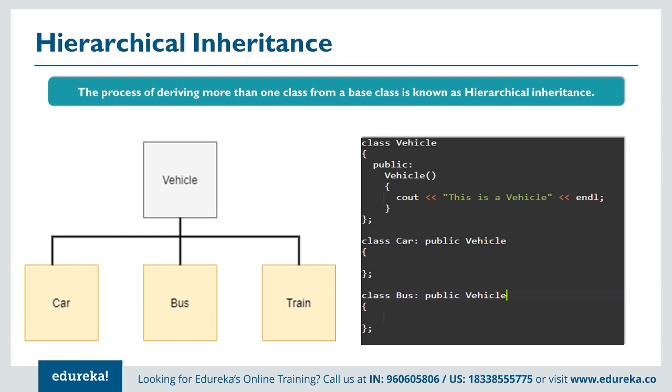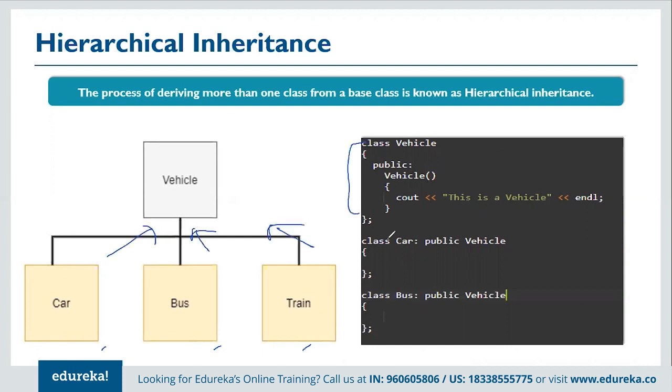Then next is hierarchical inheritance. The process of deriving more than one class from a base class is known as hierarchical inheritance. So we have more than one class, as you can see, which is extending or inheriting from a vehicle class. Syntactically, you create a class, and there is a class which is extending vehicle, car is extending vehicle, bus is also extending vehicle. So this is the concept of hierarchical inheritance in C++.